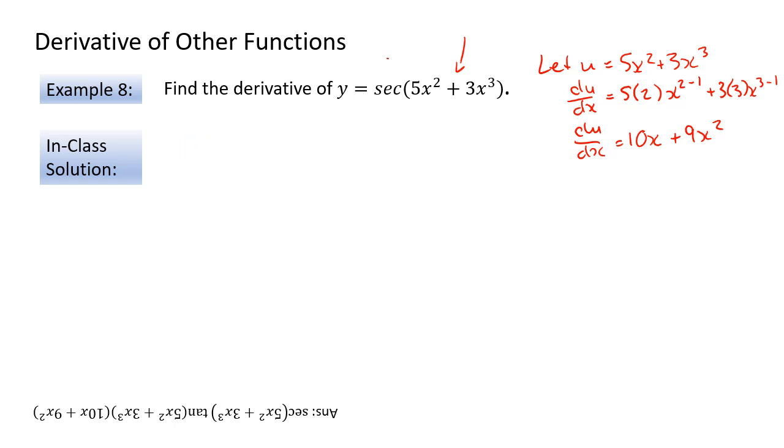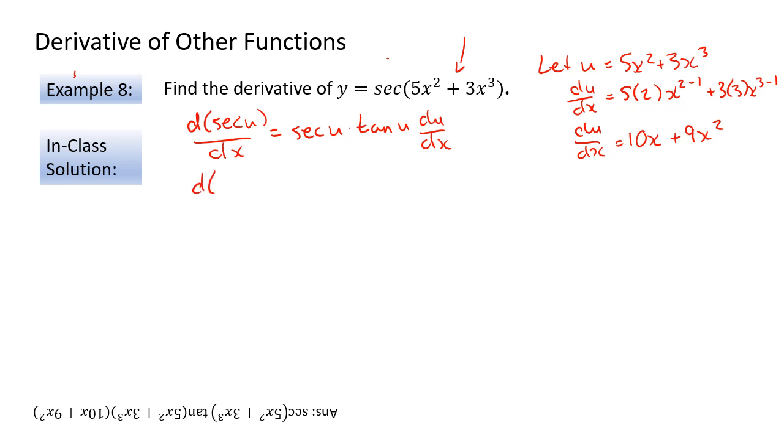Sorry, I will write it differently. The derivative of just secant of a function with respect to x is equal to the secant of the function times the tan of the function times du by dx. Okay? So knowing that, we can simply substitute these values in.